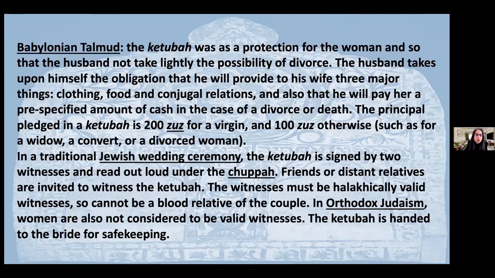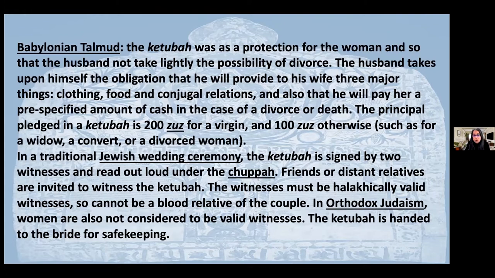And as you may have heard, once you marry a woman who's supposed to be a virgin, you then have a sheet to prove that that's the case, because obviously with a virgin, there's going to be blood. Now, if she's been married before, or she's converted, or she's a divorced woman, then you pay less. And that goes into her property that she will get when and if there is a divorce.